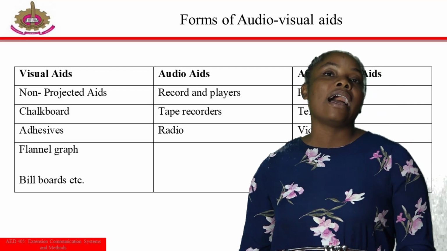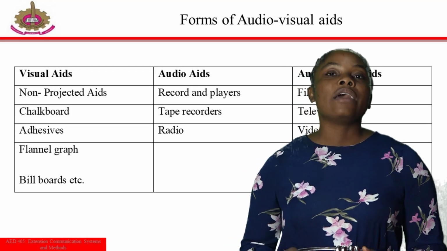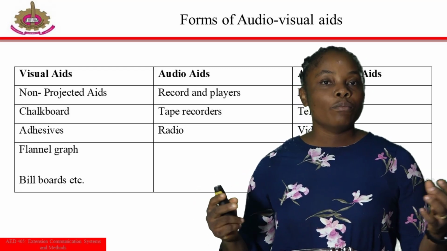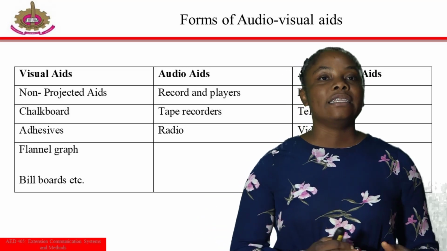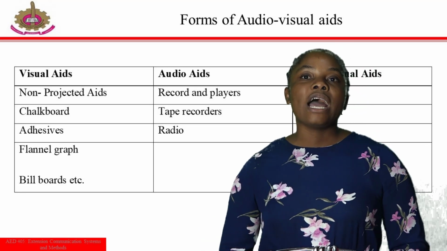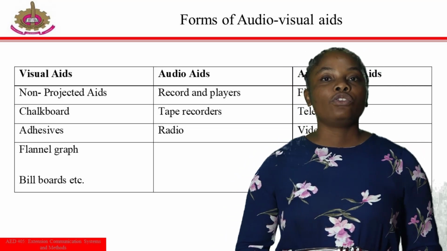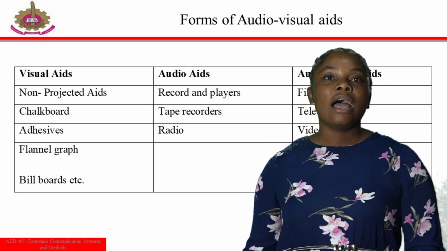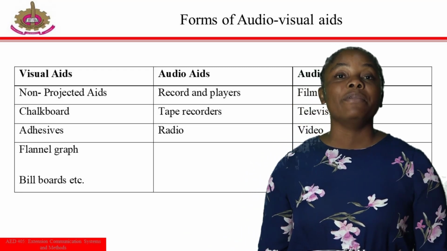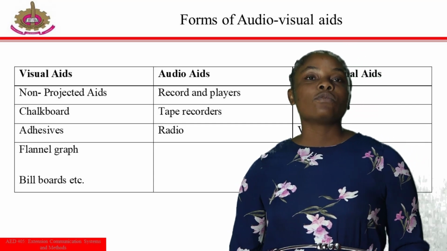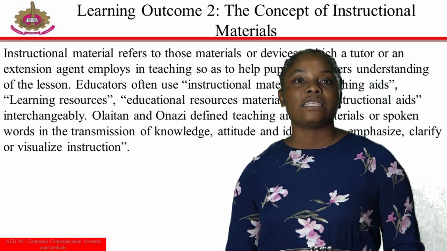Under the visual aids, they are what you can see. It may not have voice. And under the audio aids, they are what you can hear, but you cannot see the picture. While audiovisual comprises both the picture and the voice. So under the visual, we have the chalkboard and video clips; under the audio, we have the radio and voice recording; and under the audiovisual, we have the video, television, or film, which are being displayed. The next one we'll be talking about under this same topic is the concept of instructional material.